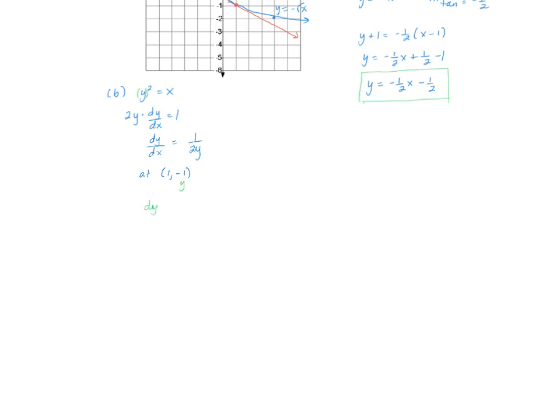And then the derivative is going to be 1 over negative 2. Okay? And that checks out. That's the slope of our tangent line from part A. So like the chain rule, when you do implicit differentiation, it's just something that you need to practice and get used to.